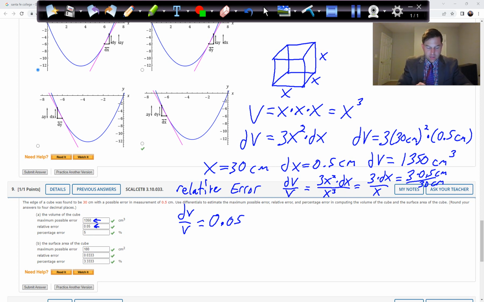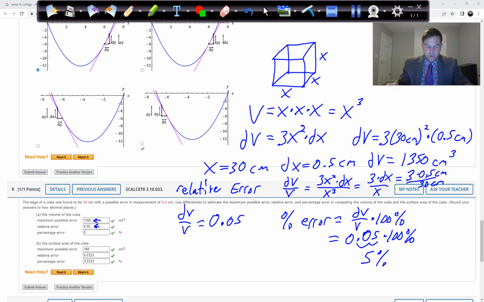Okay, so 0.05. And then the percentage error is just equal to the relative error times 100%. So we take 0.05 times 100%, jump the decimal 2 to the right, add a percent sign, it's 5%. So that would be the percentage error, about 5% error when we have 0.5 centimeter error in one dimension.